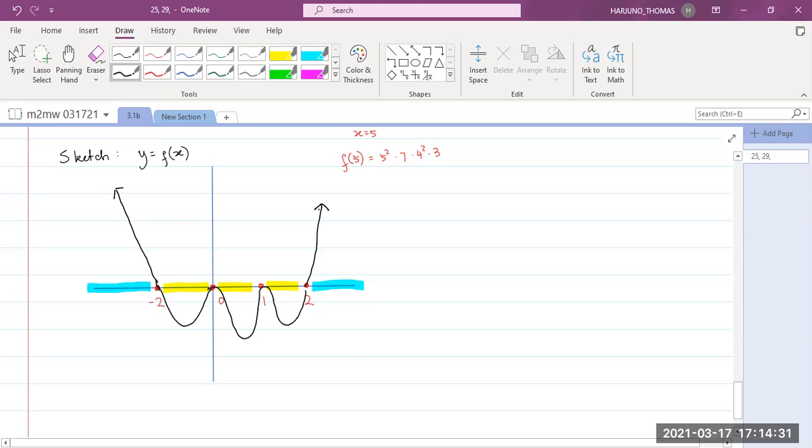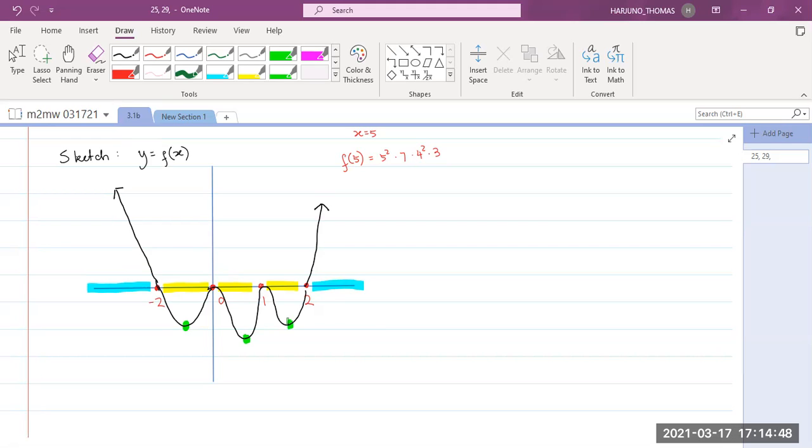Okay, now in calculus later on, once you go to calculus, then you will find the coordinates here. But that's not what we are doing right now. We don't do that right now. Okay. That's for number 29.